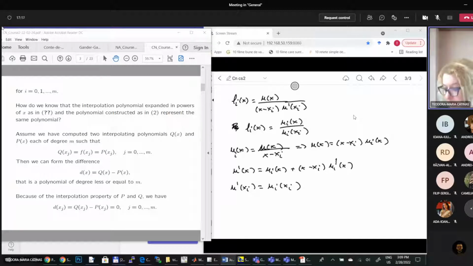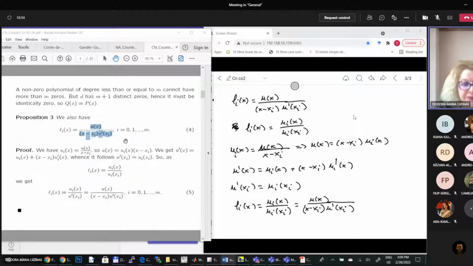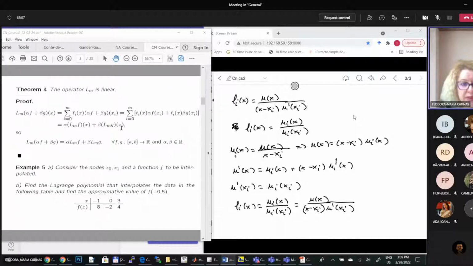So Li of x can be written as ui of x divided by ui of xi. So it is u of x divided by x minus xi, and instead of ui of xi, we have the derivative of u at xi. So we have got a form that is similar to the definition. So we may use this form for finding the polynomial if we don't want to use ui. We may use u of x and its derivative. So both are similar.